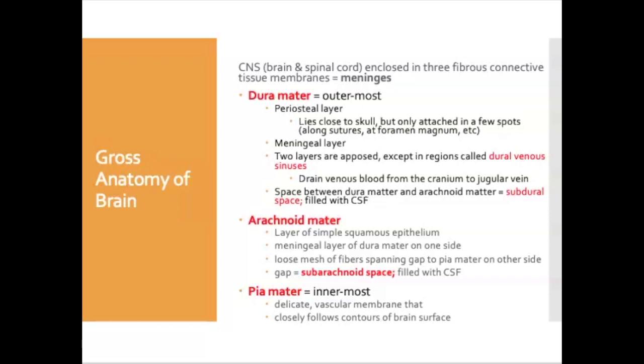Finally, we have the pia mater, the innermost layer. This also looks a lot like it looks around the spinal cord. It's very delicate, it's vascular, and it closely follows the contours of the surface of the brain.